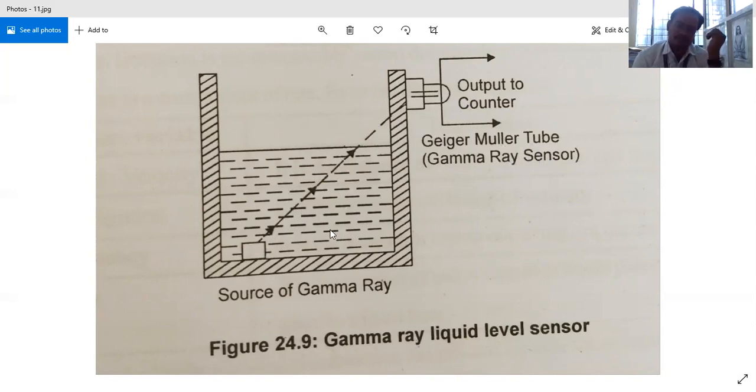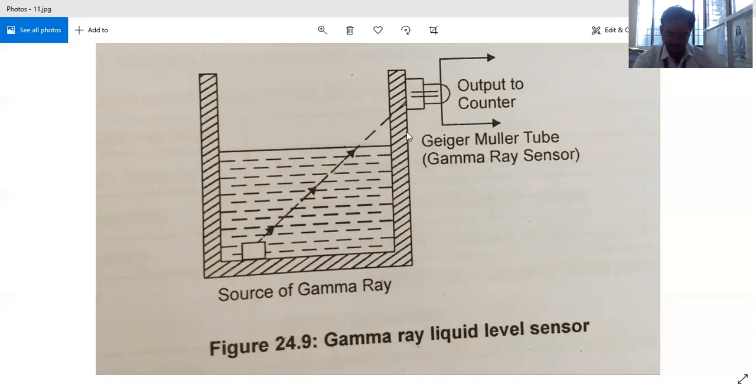Now you are having this liquid here. The gamma rays received by this receiver will depend on the liquid level. The strength of gamma rays received will depend on it. If the liquid level is too high, almost all the gamma rays may not reach this sensor. Only a few will reach the sensor. If the liquid level is less, the gamma rays reaching this sensor will be high. Based on that, this will happen.